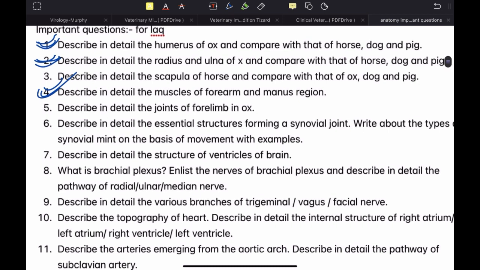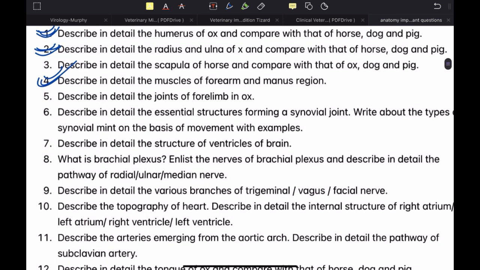Like that. Okay. Then describe in detail the joints of forelimb in ox. Again, very important question from arthrology. Similar to that muscle question, you have to make a table for this. Write a heading, joints of the forelimb of ox, then serial number, name of joint, bones involved. And here you can write like bones involved when proximally and distally. Then you can write the ligaments involved, the movements that are allowed.